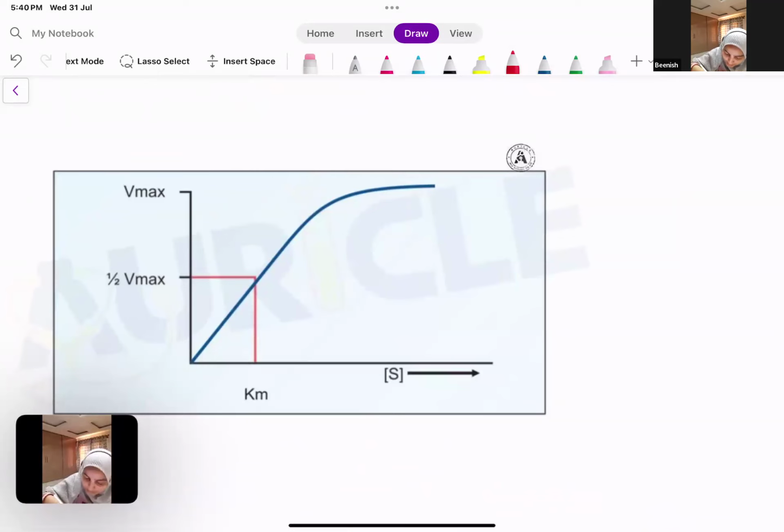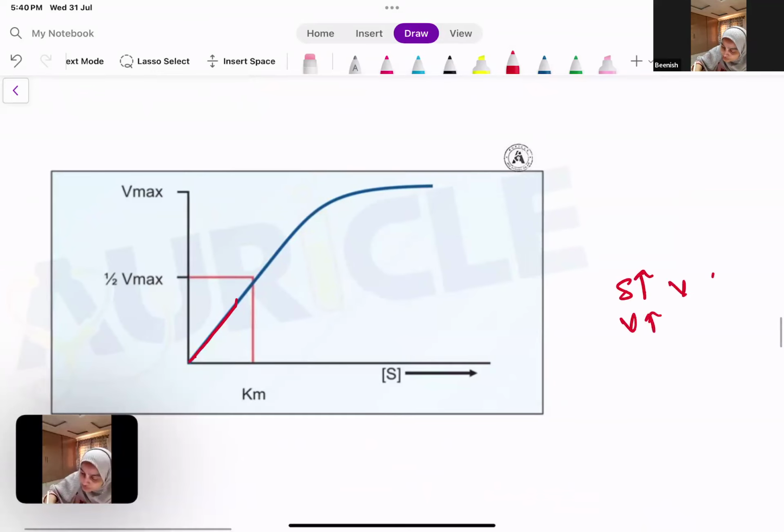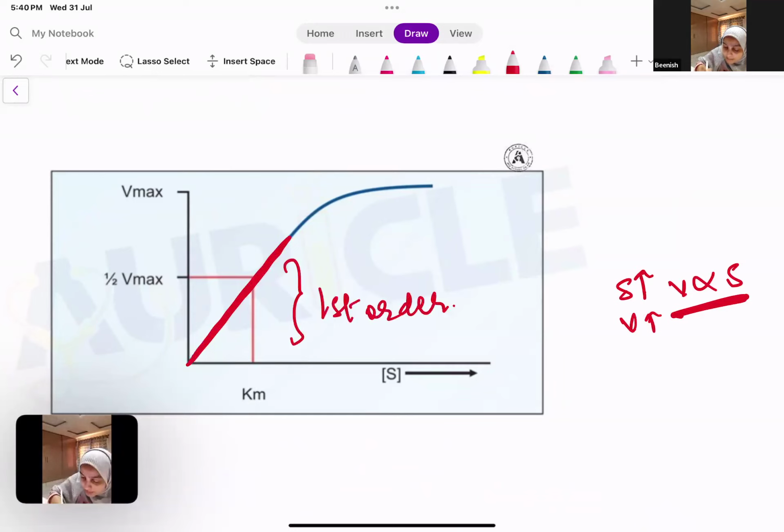Initially, what is happening? As you increase the substrate concentration, the reaction velocity is increasing. That is, your reaction velocity is directly proportional to substrate concentration. So here in this part of the graph, this is following first order kinetics. But after a certain point, after reaching the maximum velocity, what happens? Your reaction velocity is not going to depend on substrate concentration. It is going to reach a plateau phase. And here it is following zero order kinetics.